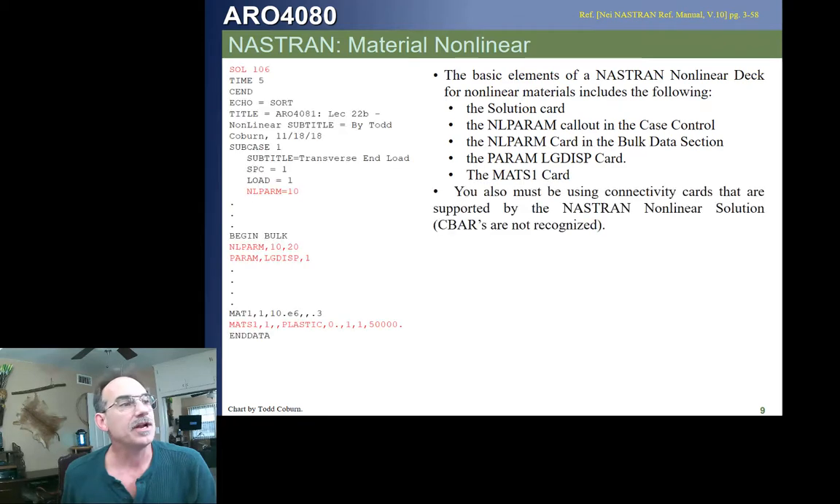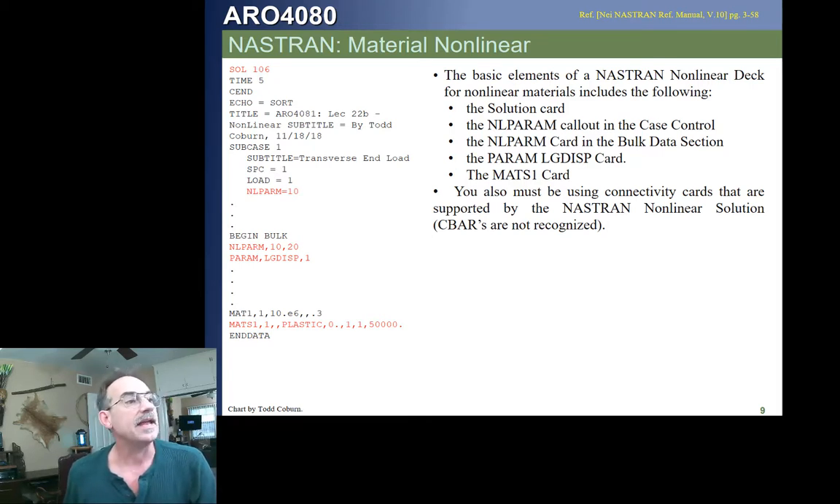And if we have that, you're going to notice here that we have exactly the same cards. We still have the Solution 106 card. We have the NLPARM card with an ID. We have an NLPARM card in the bulk data section with the same ID and the number of steps we want, and the large displacement card. The difference here is we now are going to call out a material.